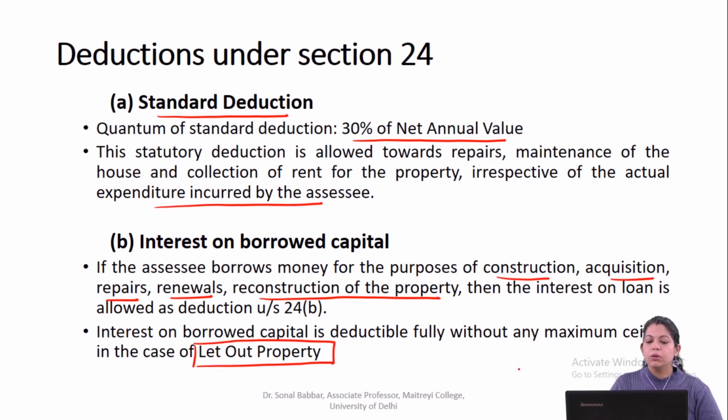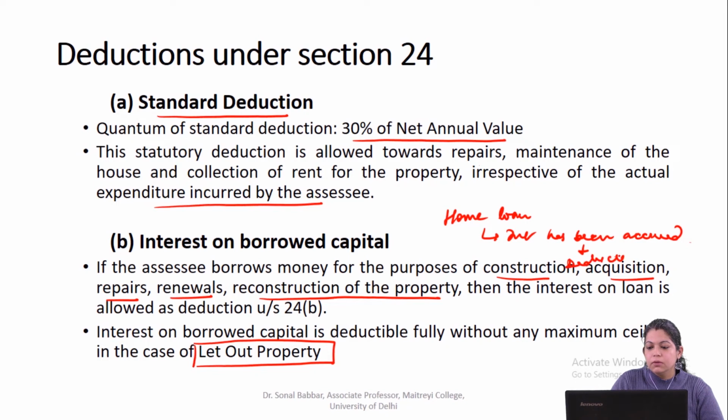The interest on borrowed capital, the capital has been borrowed for construction, acquisition, repairs, renewals or reconstruction of the house property. So in a nutshell, we say that the home loan has been taken and interest has been paid, or I would say has been accrued, and therefore deduction is available. Specifying again that in case of a let out house property, the deduction on interest on borrowed capital is fully deductible without any maximum ceiling.